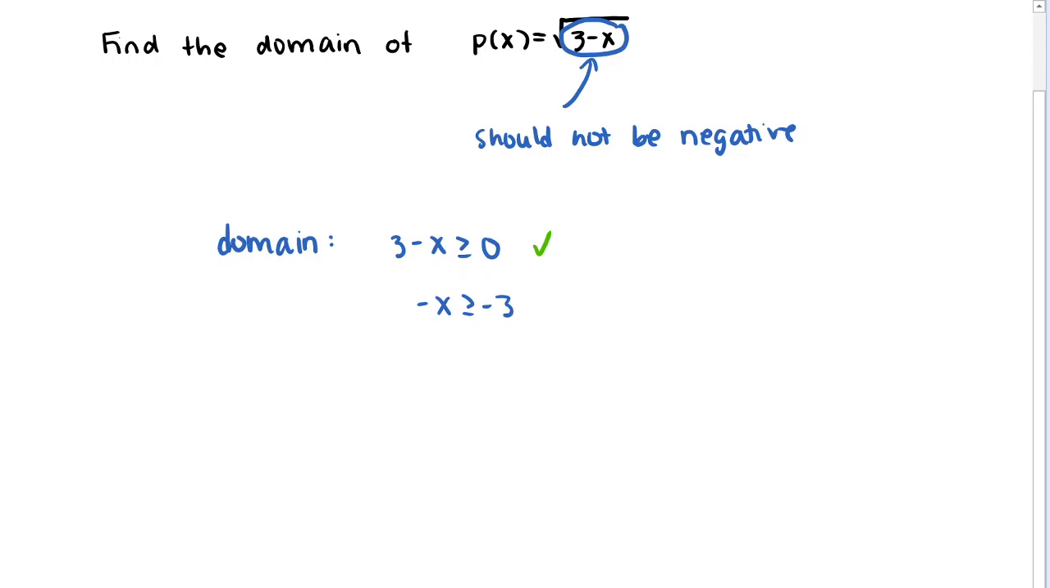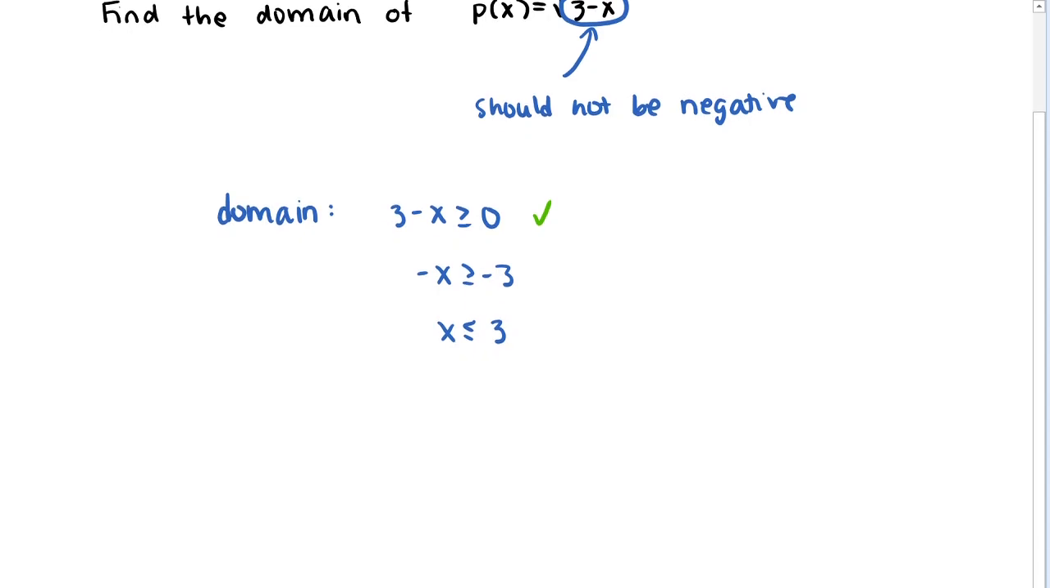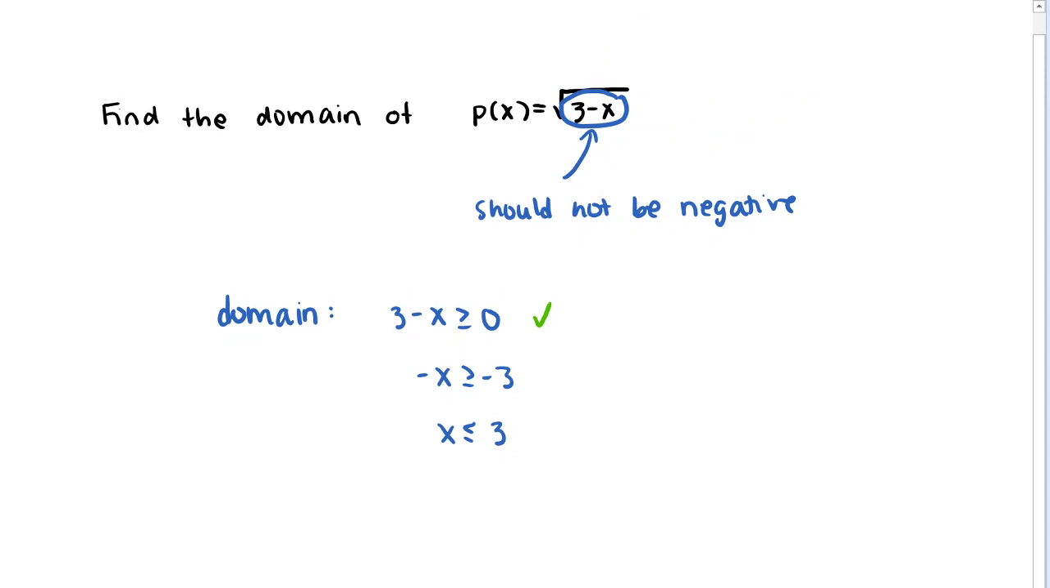And then dividing both sides by negative 1, or multiplying both sides by negative 1, gives us x on the left, 3 on the right. And whenever we multiply or divide by a negative number on both sides of an inequality, we have to reverse that inequality sign. So any number that's equal to 3 or less than 3, if we plug such a number in, we'll get a reasonable output. It'll make the inside of that square root non-negative, and we'll get an output out.